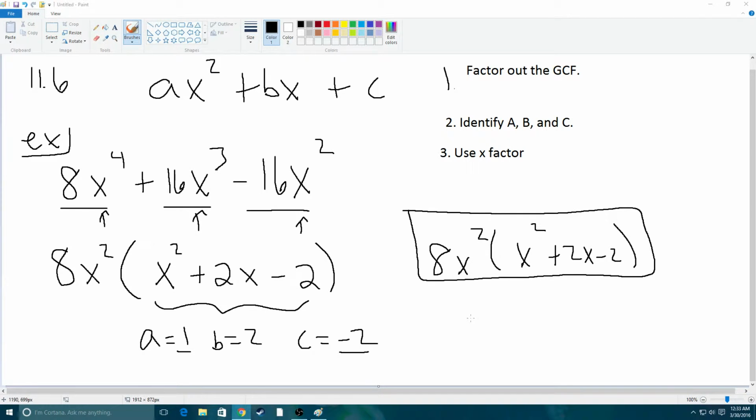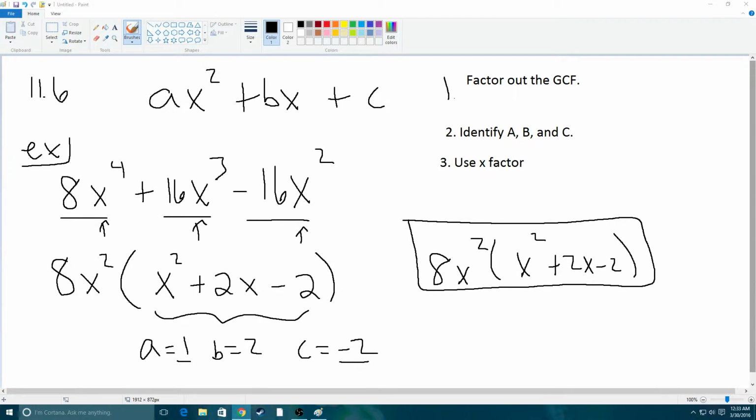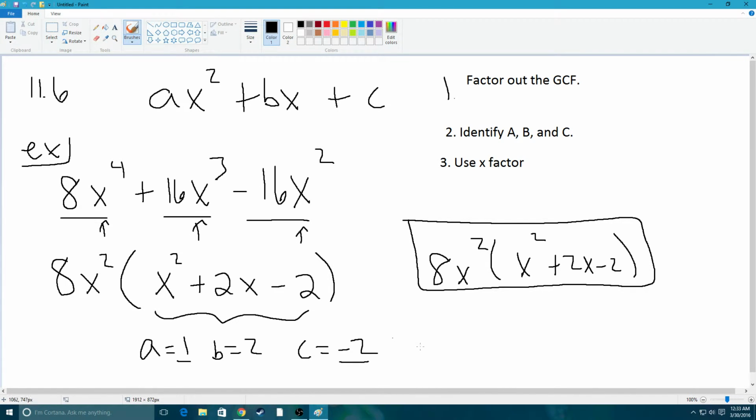Okay. Let's do something a little bit different. Okay. And you're going to have to give me some time. I'm trying to think of this polynomial in my head. Okay. So that's the first example. Let's do another one.